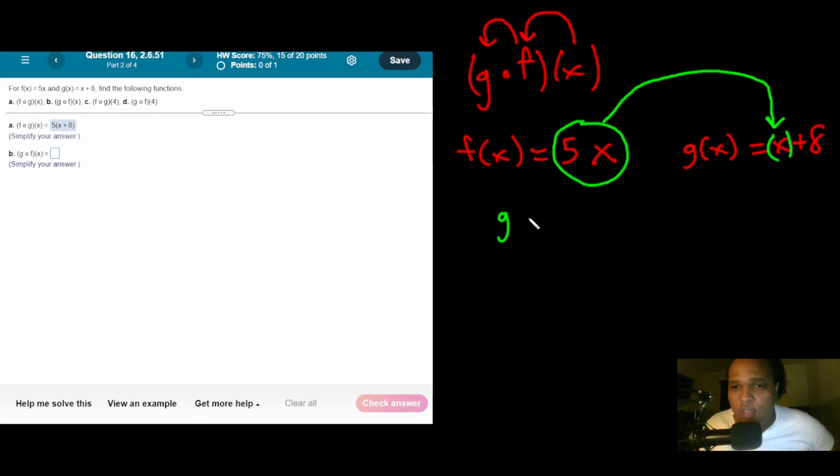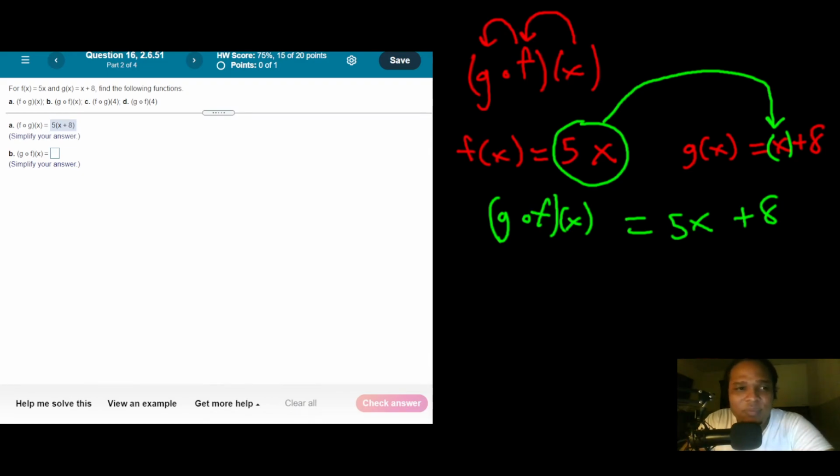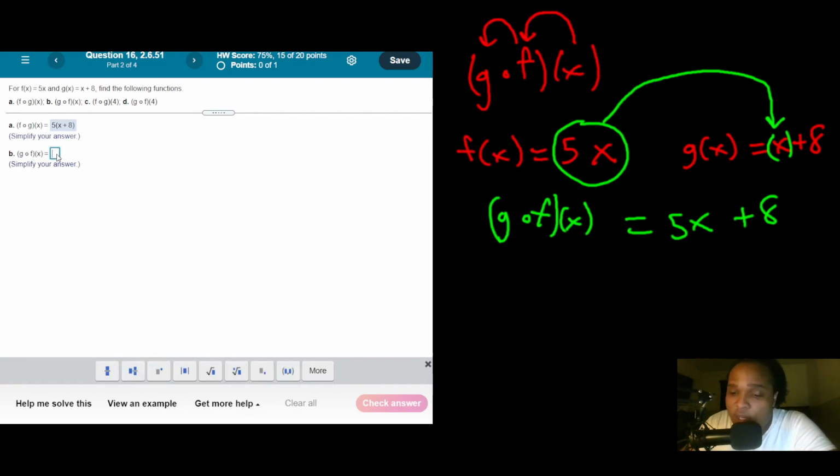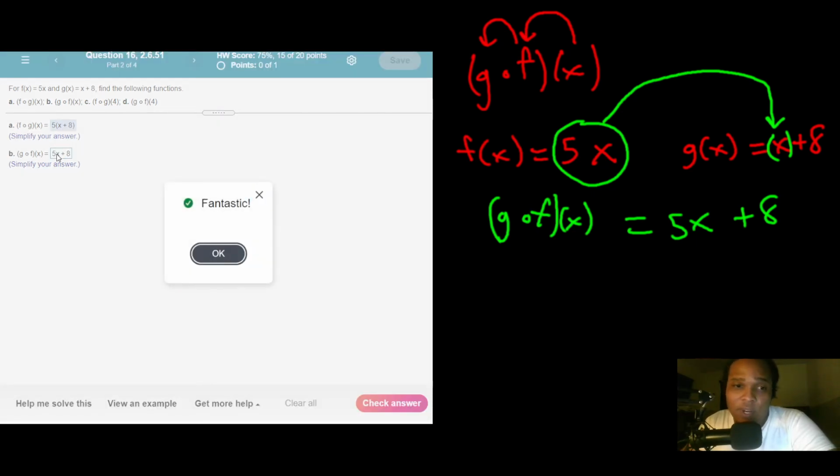So g of f of x is equal to, you plug the 5x in there. So let's write it. It equals, this is a 5x now, and then we have our plus 8. That's it. 5x plus 8. It takes practice, so do a few of these until you're comfortable. And if you do enough, you're going to get them right.